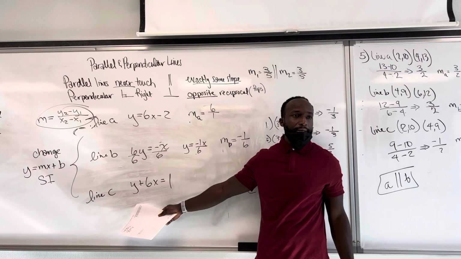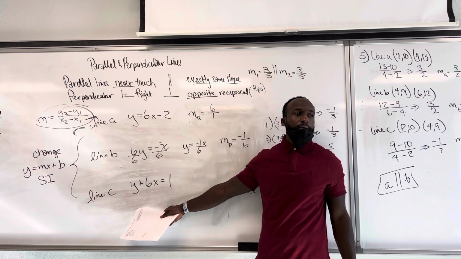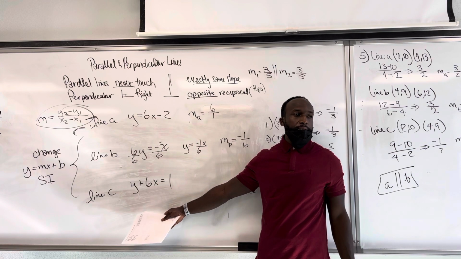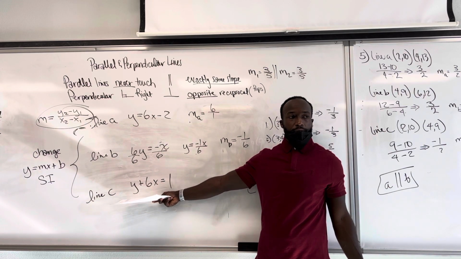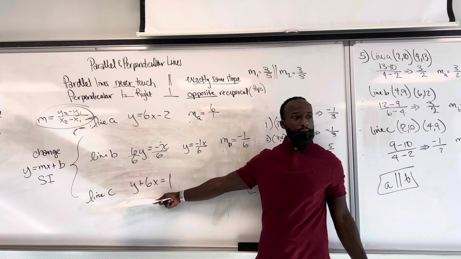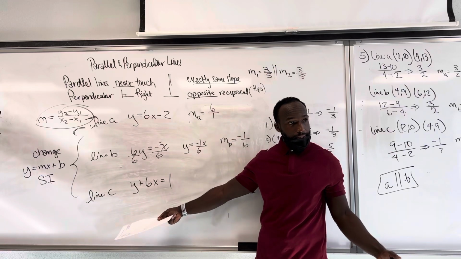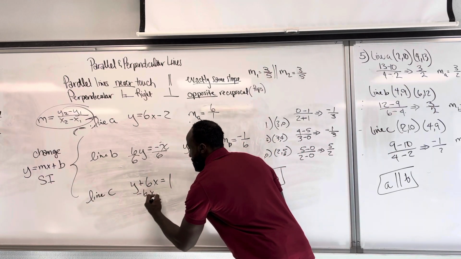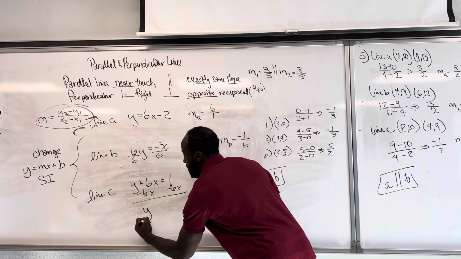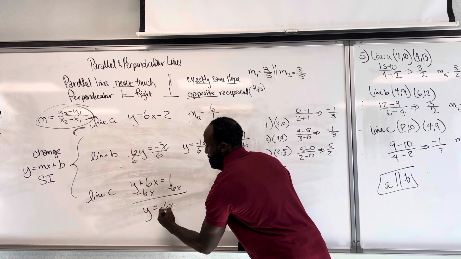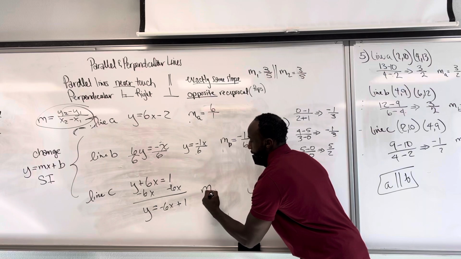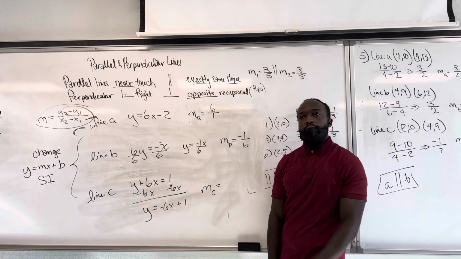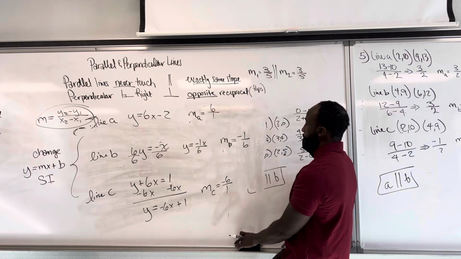It's the last one. How do we set this equal to y? Yeah, Carl. Say what you were thinking. Subtract 6x. Good. Minus 6x from both sides. See? You know what you're doing. So then y is going to equal negative 6x plus 1. Right? So then the slope for C is what? Negative 6 over 1.